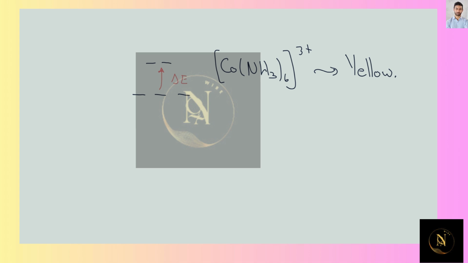And in order to know what is the frequency that is being absorbed, we need to look at the complementary color. In this case, the complementary color of yellow turns out to be something in between purple and blue. So this corresponds to a wavelength of approximately in between 400 to 450 nanometers.